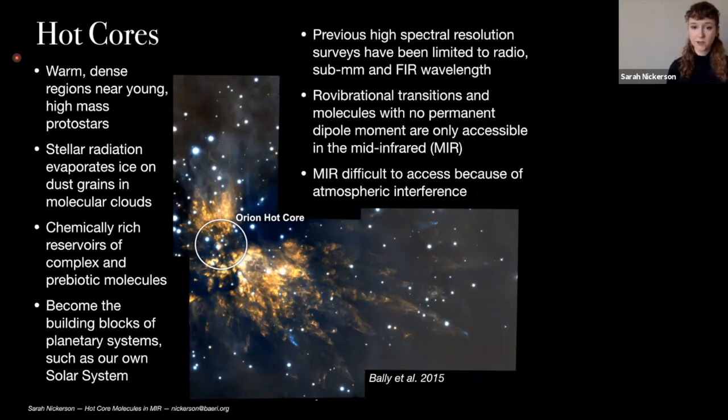However, the mid-infrared can be difficult to observe from the Earth because of all the interference from the Earth's atmosphere. And so this has been an understudied part of hot cores.